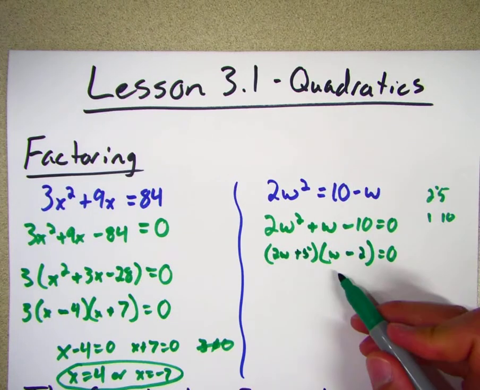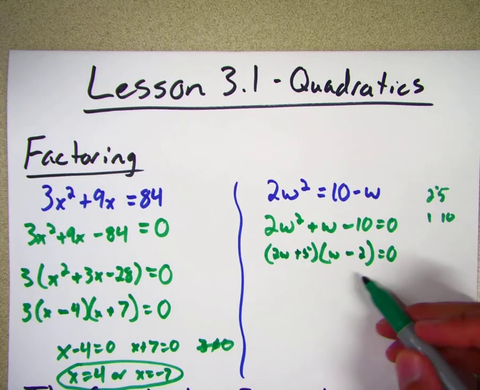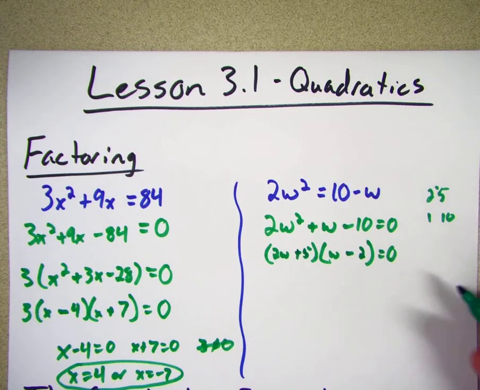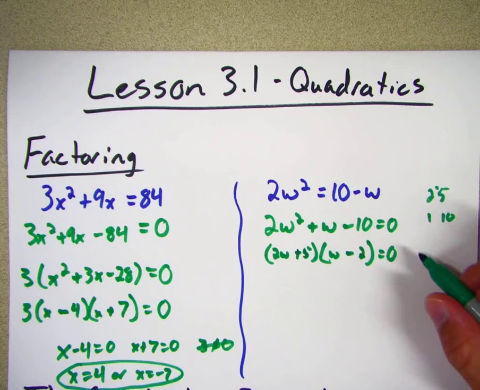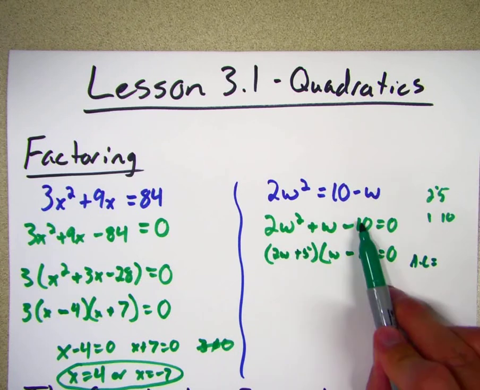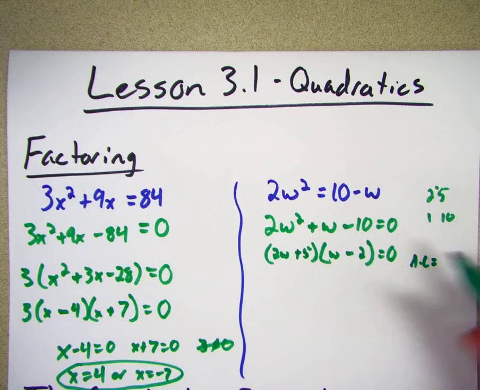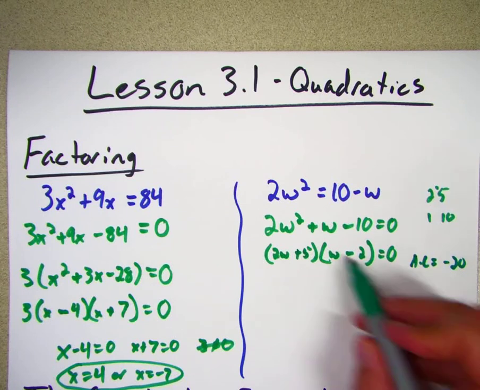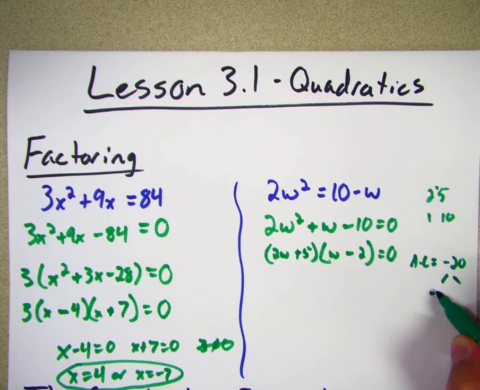Now, if that guess and check way doesn't work for you, then what you might want to do is do what they call the AC method. So I'm going to multiply A times C. A is my leading coefficient, C is my constant. So 2 times negative 10 is negative 20. And I want to find the factors of negative 20 that add to make w, like negative 4 and positive 5. All right, when I add those, I get positive 1. Okay, so those are the numbers I'm kind of aiming for.